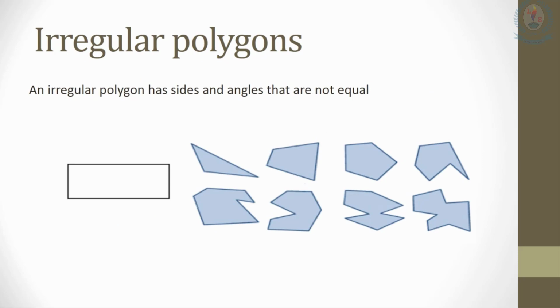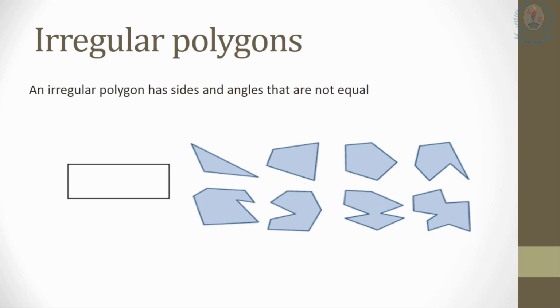And what are the irregular polygons? You can see some irregular polygons here. An irregular polygon has sides and angles that are not equal. First of all, you can see a rectangle. Under the quadrilaterals, only the square is the regular polygon and all the other quadrilaterals are irregular. They don't have all equal sides and all equal angles. You can see some pictures: irregular quadrilaterals, irregular triangle, irregular pentagons.